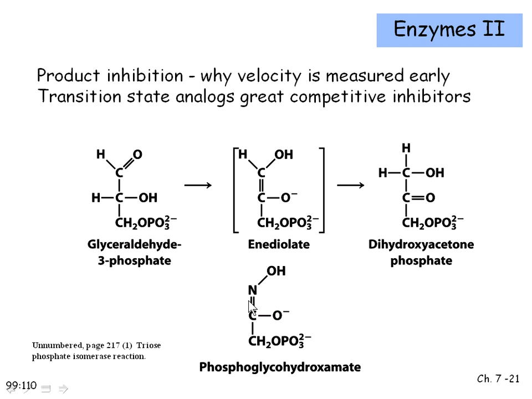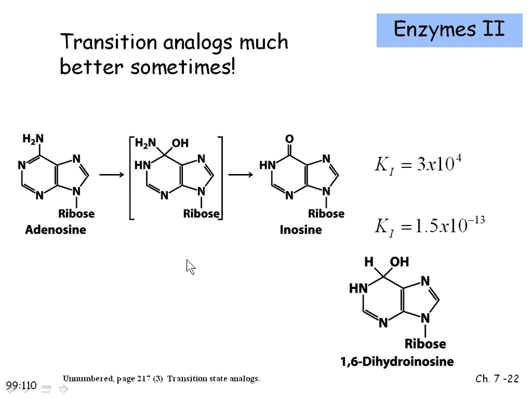You have a double bond here, alcohol sticking off at the same angle, negatively charged oxygen there. So this compound could really nicely fit into the pocket of the enzyme in the transition state. But it can't be turned into dihydroxyacetone phosphate, so it'll compete for the reaction. Sometimes they can be really remarkably good inhibitors.